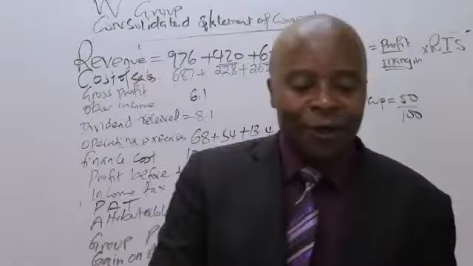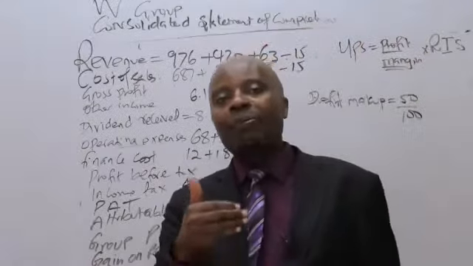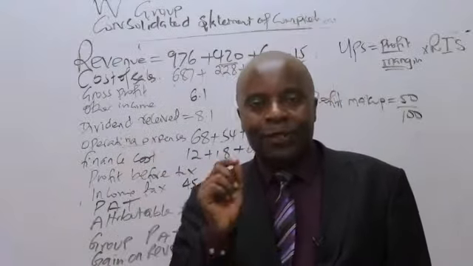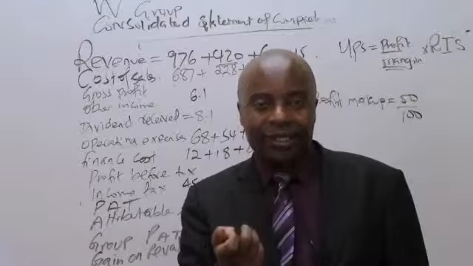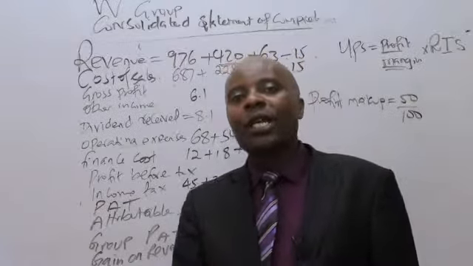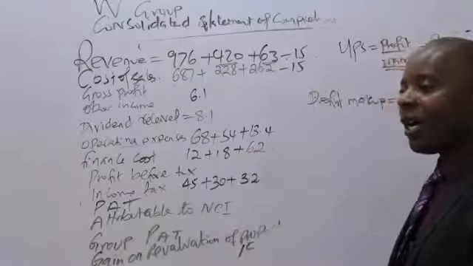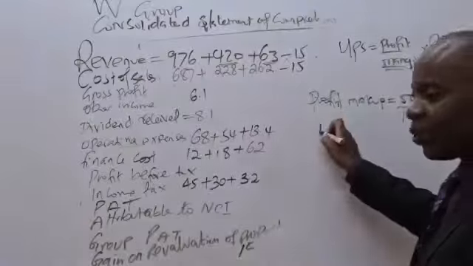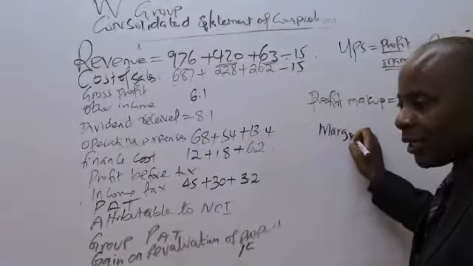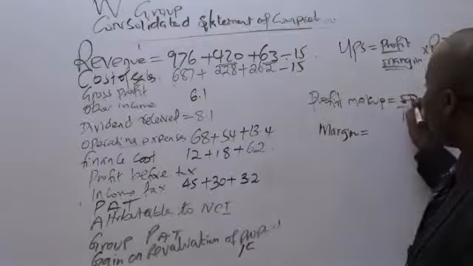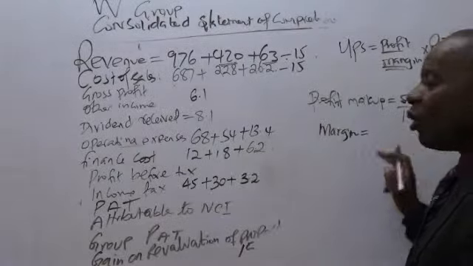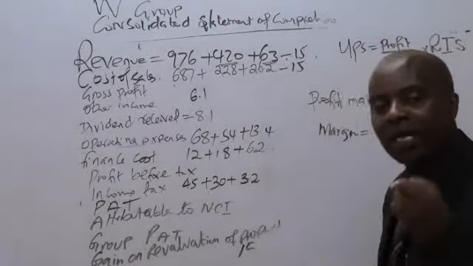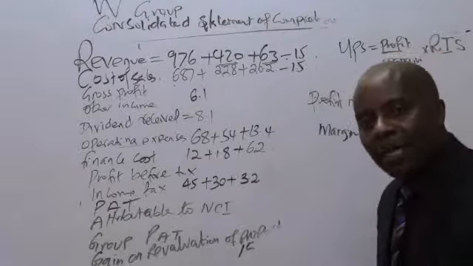Of course, you and I know that we rarely make use of markup in group consolidation, because they won't give you the cost of their goods. In most cases, they'll give you the sales. So in group consolidation, we always prefer the margin. Margin has a bigger denominator.